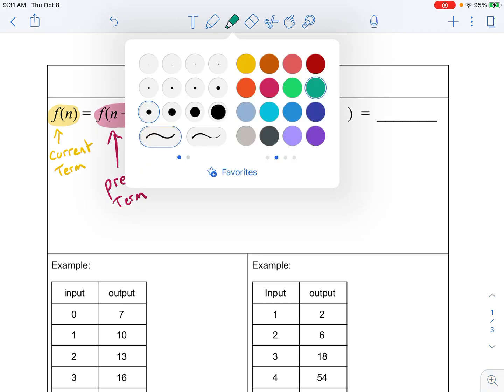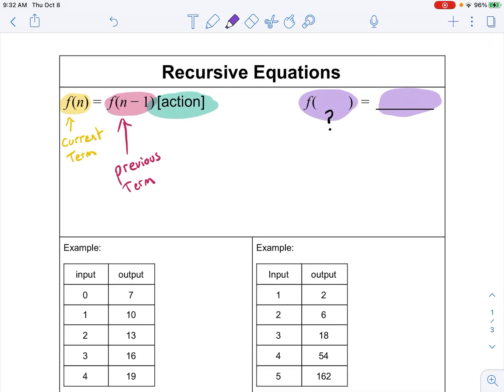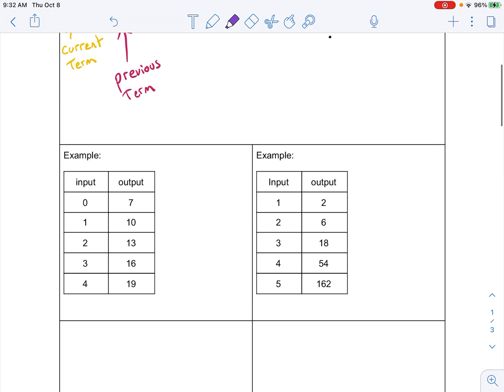We're also choosing an input. So what's our input? And we can select the input, and then we have to find out what that output is. It's a place to begin, so we can choose that ourselves. Okay, so let's look at an example.